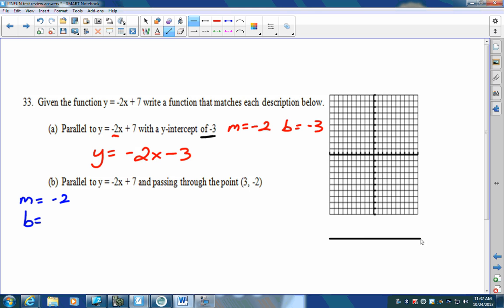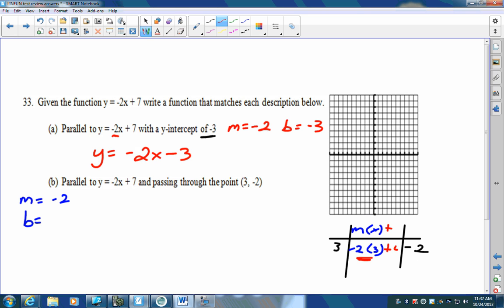I can go through here and I can make a table. And I can put my point in there, 3, negative 2. My slope is negative 2. And I'll take negative 2 times my x, which is 3. Negative 2 times 3 is negative 6. What do you have to add to negative 6 to get to negative 2? Plus 4. Negative 6 plus 4.